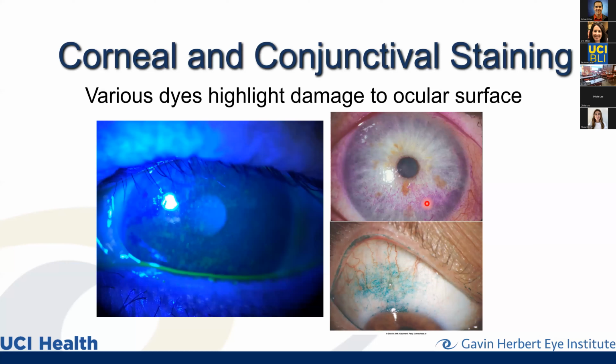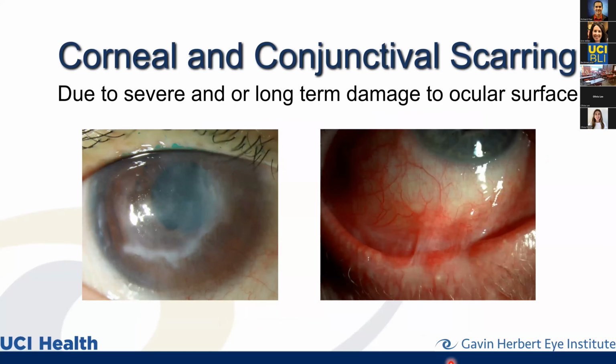We have other dyes that we use as well, rose bengal, lissamine green, but you'll see many of my slides have these kind of blue pictures, and we're looking at these green spots on the cornea. In extreme cases, in severe ocular surface disease, the end product of all of this going on chronically for a long time is you're going to get corneal and or conjunctival scarring. And these are two more extreme examples.